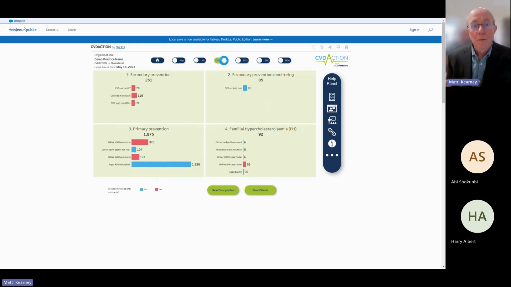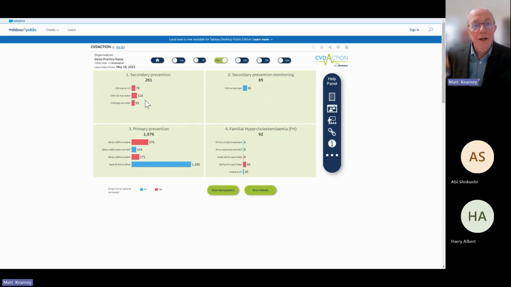So you see with all of the conditions, there are 3 or 4 panels. We're stratified into different groups to help with that workflow. You see there are a lot of patients whose primary prevention needs optimizing, so that's probably not where we'd start. Secondary prevention, there's 261 patients who already have cardiovascular disease, but whose lipid management is suboptimal. And within that, there are 78 patients with CVD who are not on any lipid-lowering therapy.